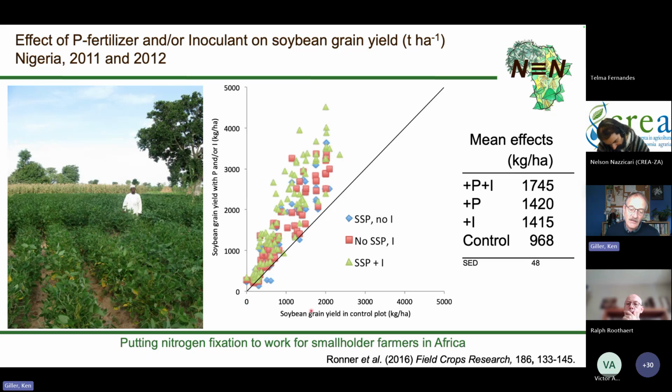But what we've done here is plotted the grain yield in the control plot on the bottom axis, and on the upper axis we've got the yields with phosphorus and or inoculation. And you can see there's this massive spread of yields, from around 2 tons per hectare in good fields to very, very poor yields in some fields. And this then, of course, becomes a topic for research.